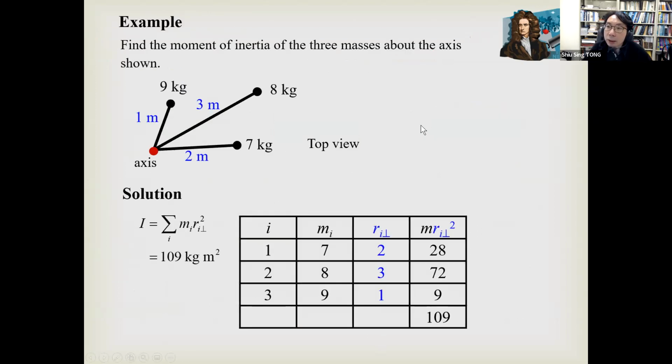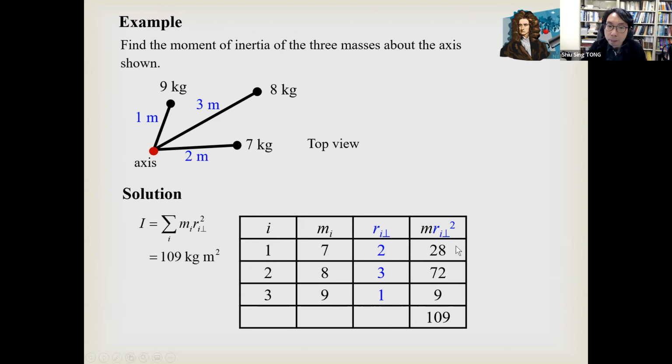Now, the discussion so far is quite abstract. So let me begin with a very simple example consisting of 3 point masses. Now, this is a top view of a rotation. I suppose the axis of rotation is pointing out of the page, and the 3 masses here are turning around that axis at different distances. The first mass is 1 meter, the second mass maybe 3 meters, the third mass maybe 2 meters.